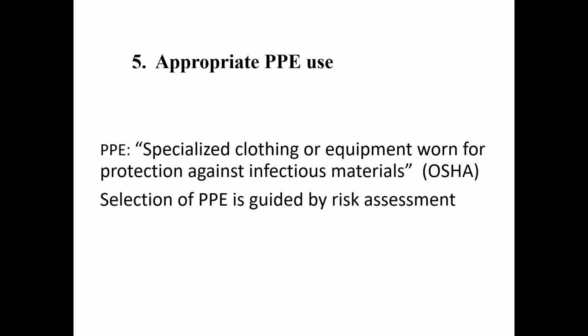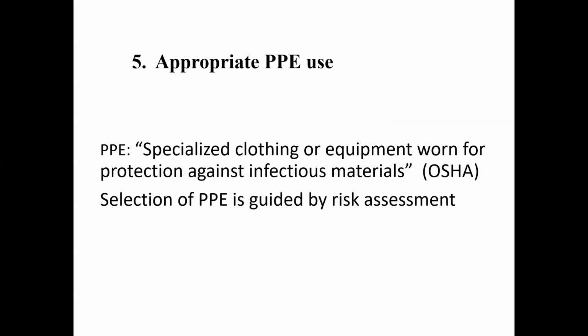Then we have another aspect of standard precaution, which is appropriate use of personal protective equipment. What is a PPE? The definition according to OSHA is that it is specialized clothing or equipment worn for protection against infectious material. And selection of PPE is guided by risk assessment. That is very important. Always consider the risk before you decide which PPE to use.